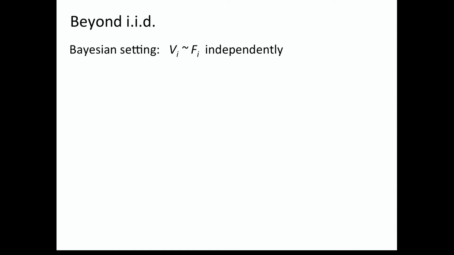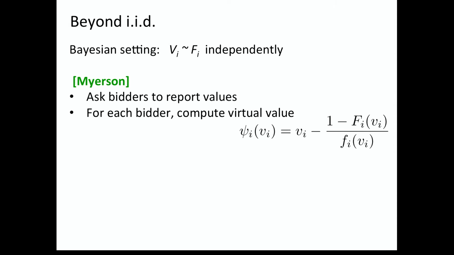In the non-IID setting, things are quite a bit more complicated. Here's the optimal auction. You ask bidders to report their values. For each value, you compute this weird function of their value, which is called the virtual value. And notice that here it has all this dependence on the distribution.